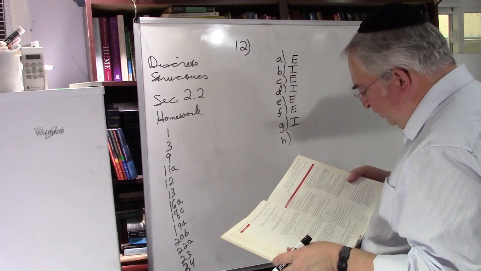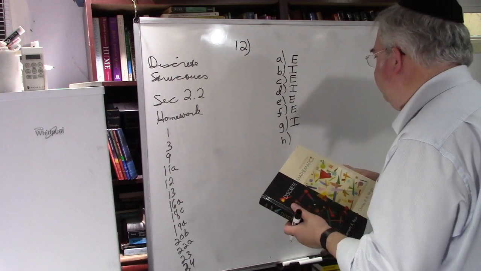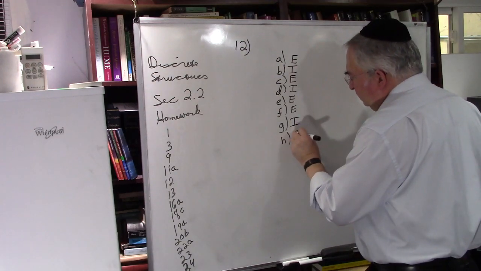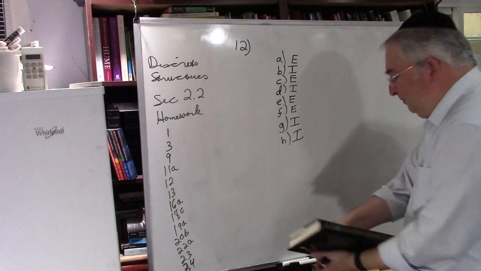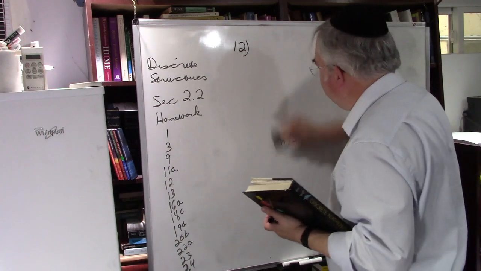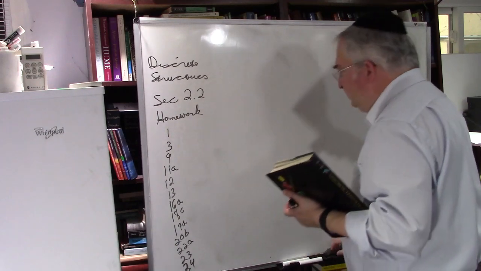H. The school will not be open in July or August. The school will not be open in July or August. That's inclusive, because it won't be open in both of them. That's great. So sometimes inclusive, sometimes exclusive. Great. Next, 13.